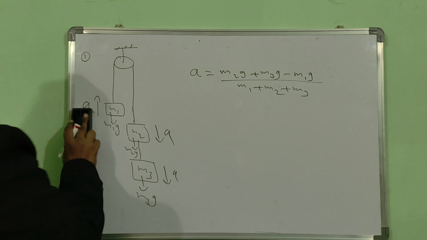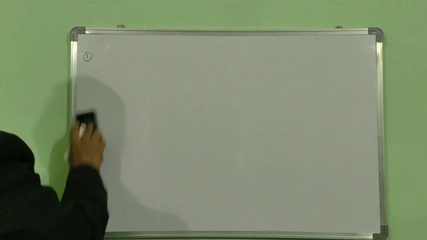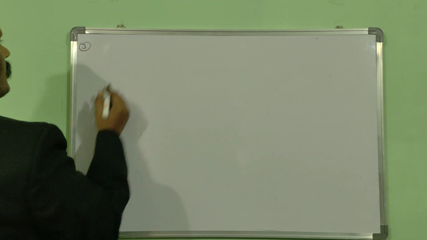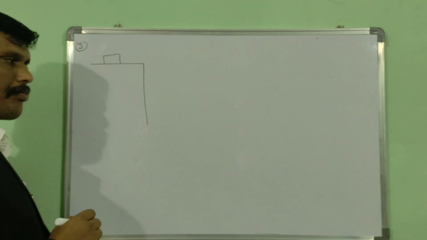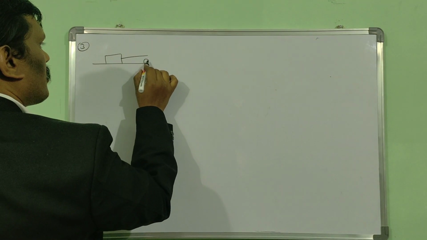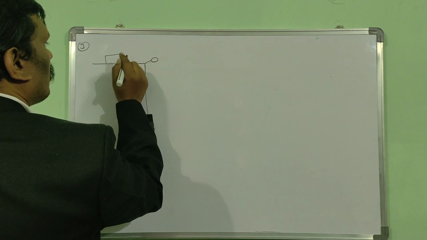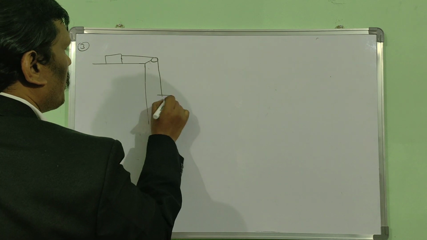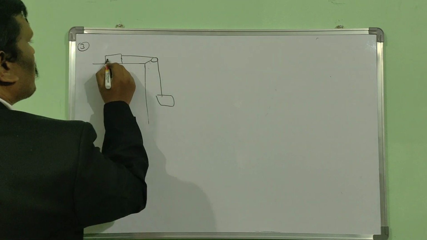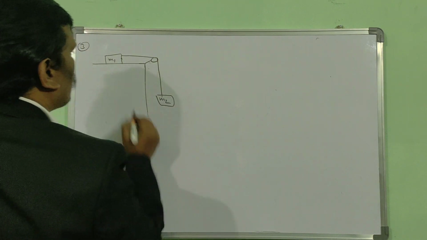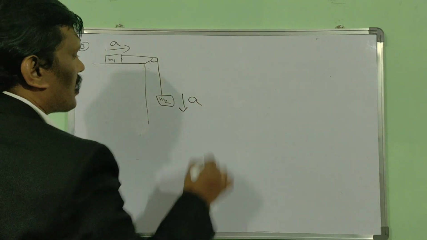Now I am going to discuss the third system. Suppose I consider a body placed on the horizontal surface of a table, and here I am going to consider a pulley. The string is passed over the pulley, and this is the mass M1 and this is the mass M2. Now the body is moving like this. Both are connected with a string, that's why both will have the same acceleration.